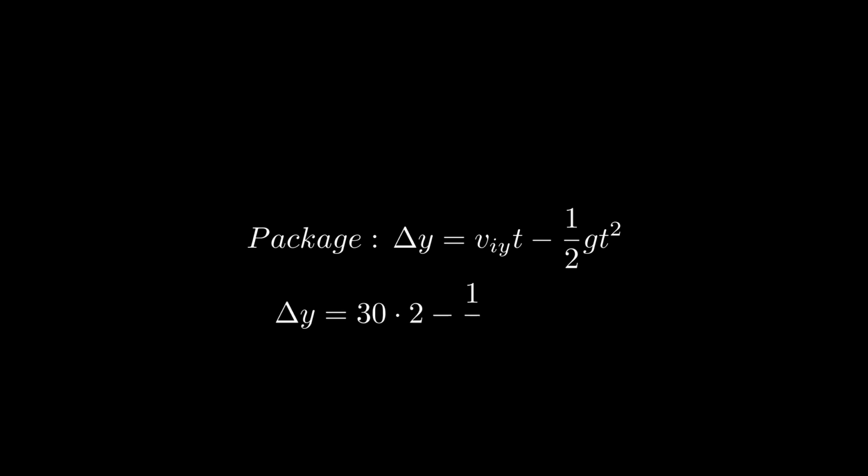So now we can plug in all of our variables to find that the package displaces by 40.4 meters. Now we can find the difference between 70.4 and 40.4 to find the net displacement between the package and the helicopter, and then we get the answer is 30 meters.